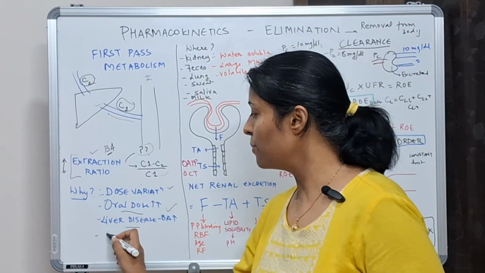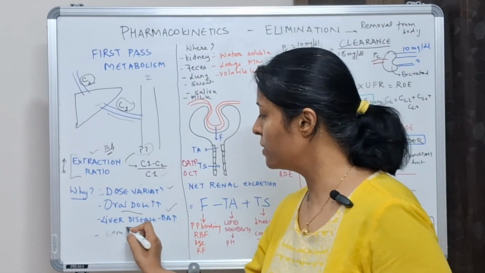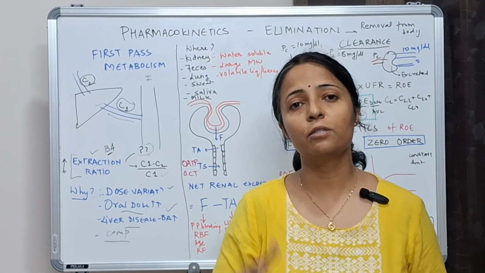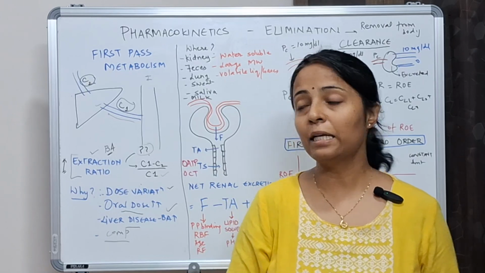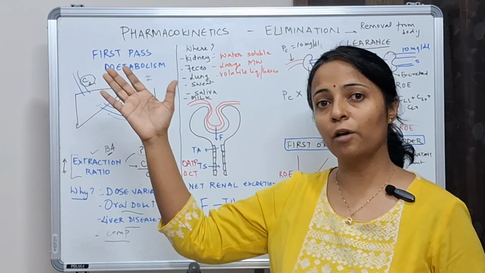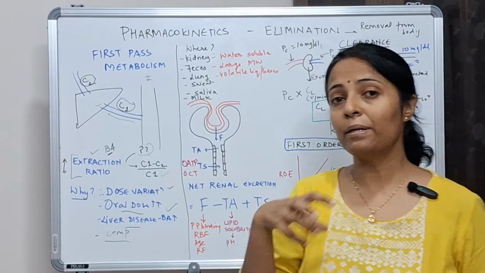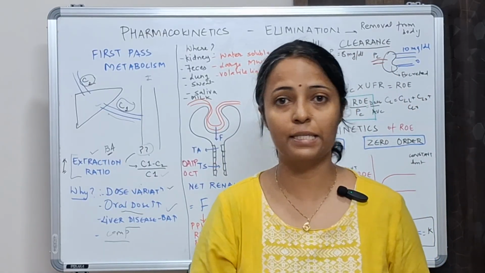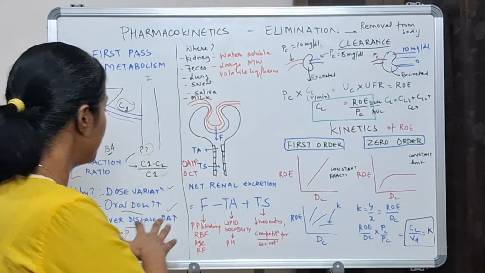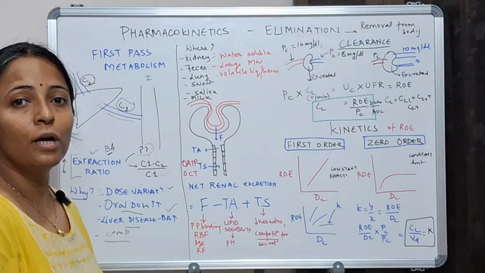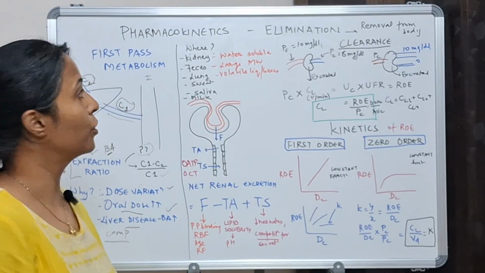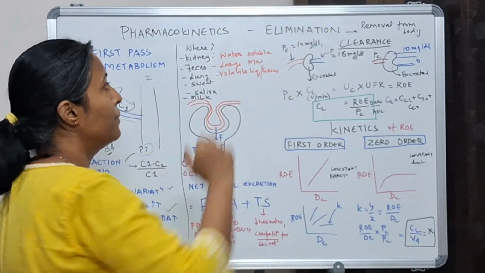And finally, there can be competition between the drugs. Suppose there are two drugs which are being metabolized by the same enzyme. Then in that case, if they are entering into the liver, which one will be metabolized depends on the substrate interaction with the enzyme. So there will be competition between the two and that will affect the metabolism of one or the other drug. Now moving on to the elimination part.